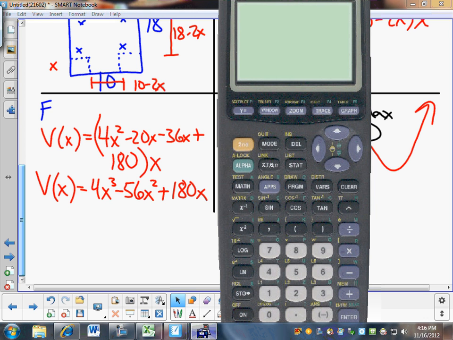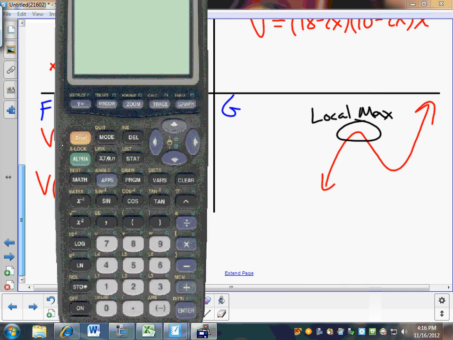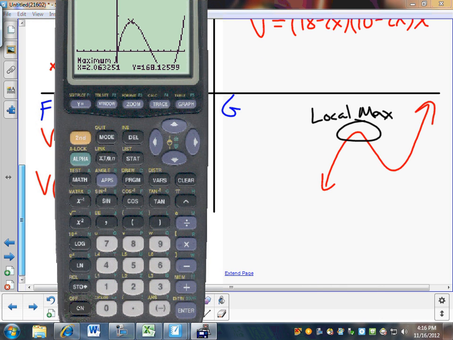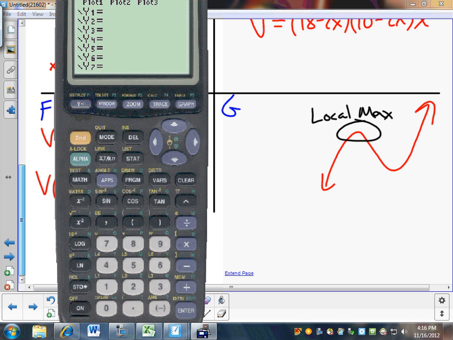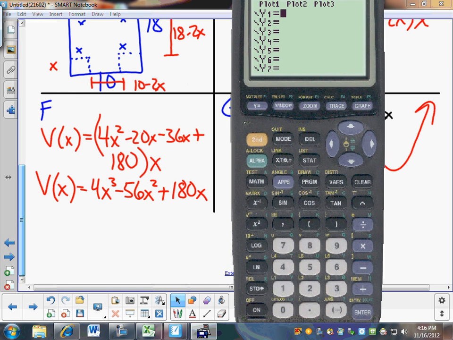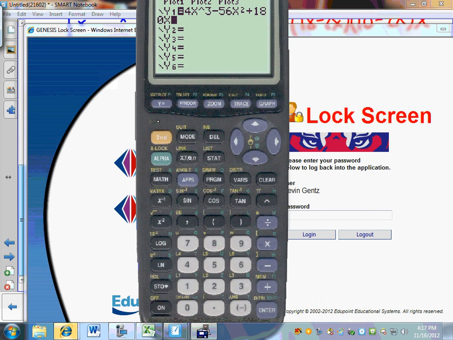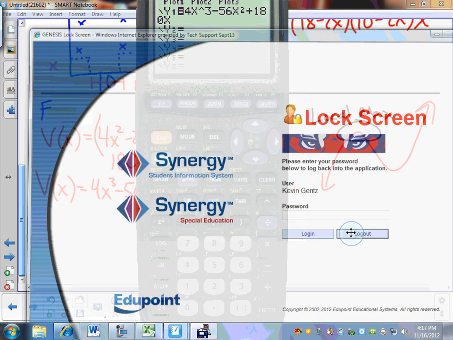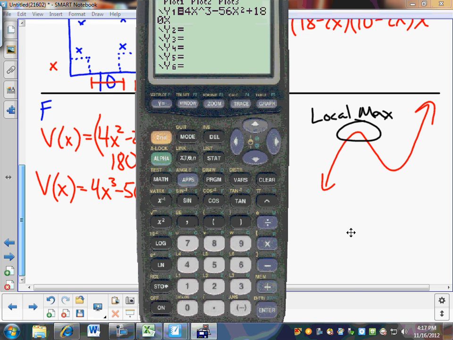So what I'm going to do is take out my calculator. I already did this, so let's clear this out. Zoom in a normal viewing window, that way we have everything back to normal. So y equals, I'll type in my function, which is 4x cubed minus 56x squared plus 180x, and now I want to be able to graph that.